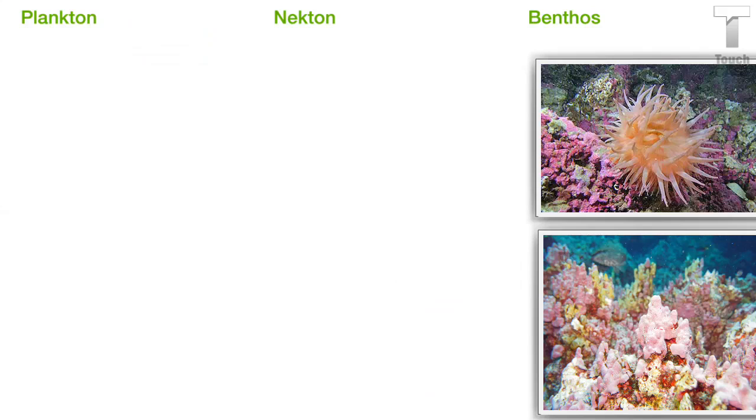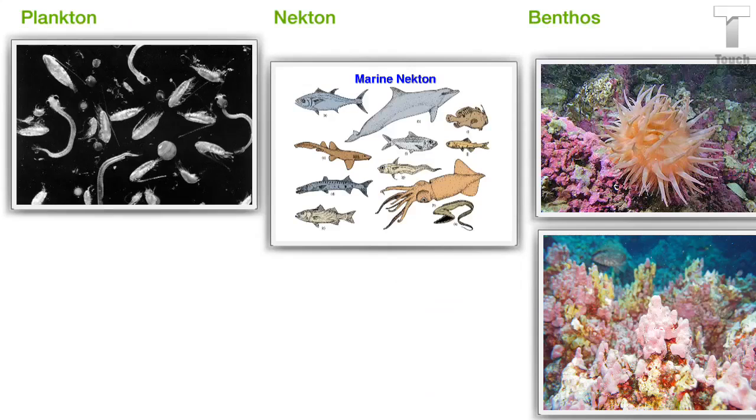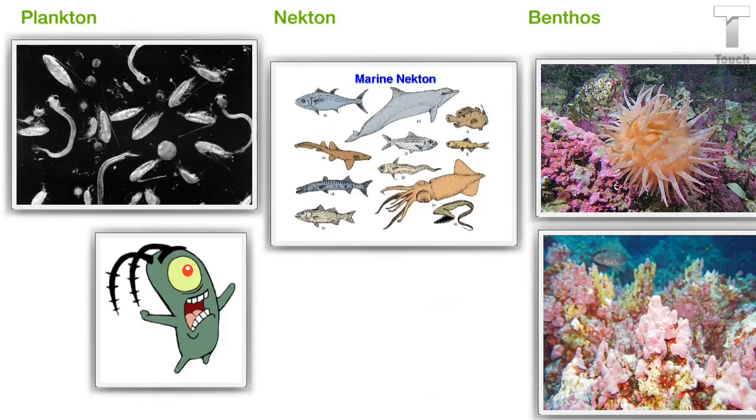So here's our example of benthos, creatures that hang out on the ocean floor. Here's our nekton. So here's some common nekton that you might see. Remember, things that swim within the ocean column right there in the middle. And then last but not least is our beautiful plankton. Okay, these are what the actual guys look like. Here's our SpongeBob plankton. Here is another example of plankton. Oops, sorry about that. Okay, so there you go.